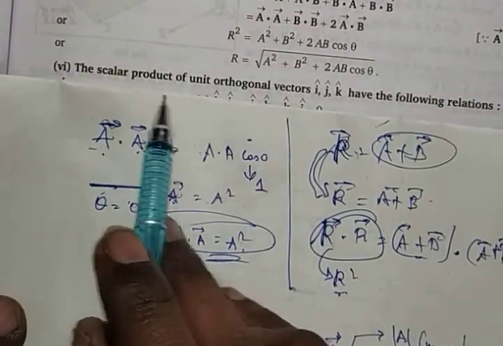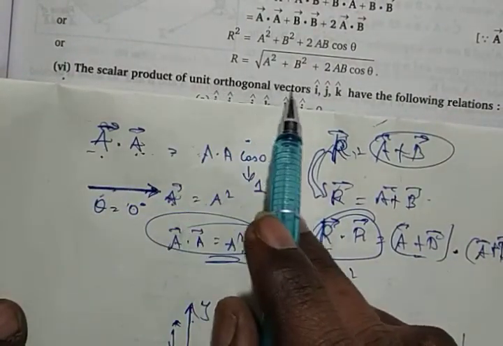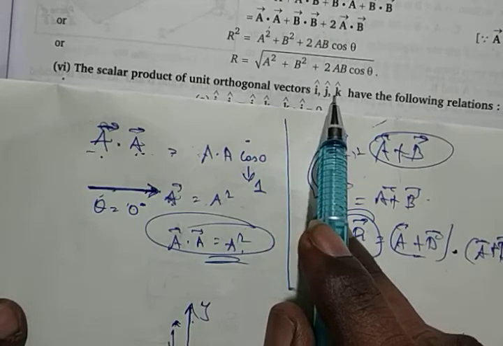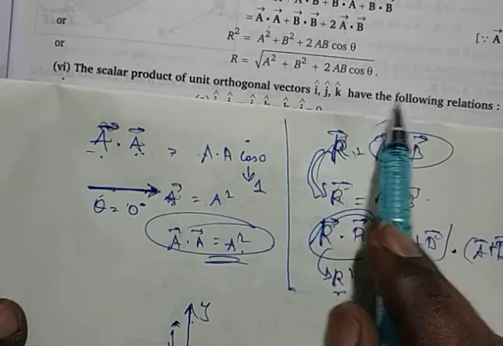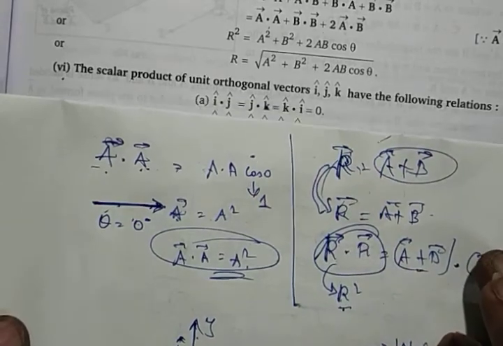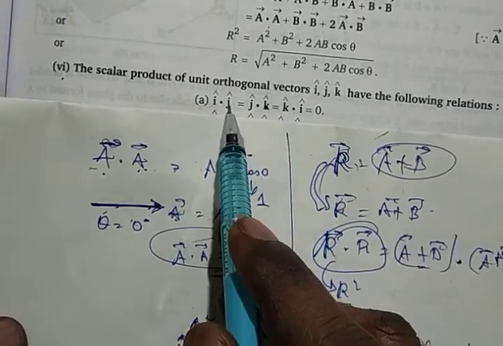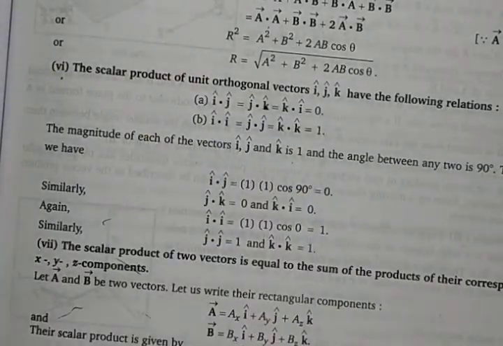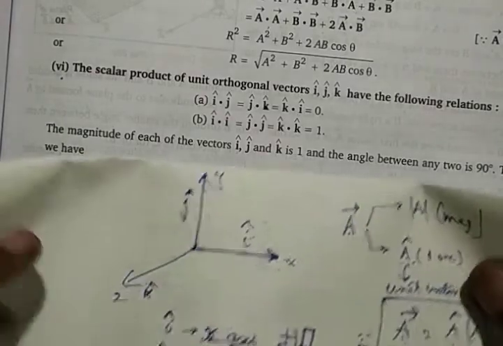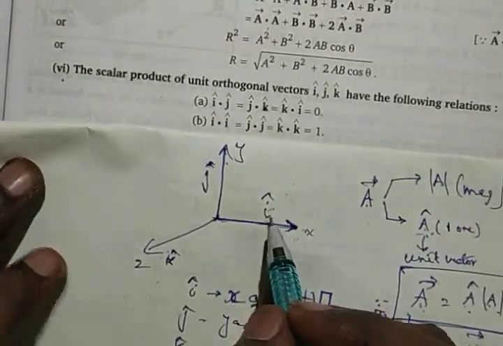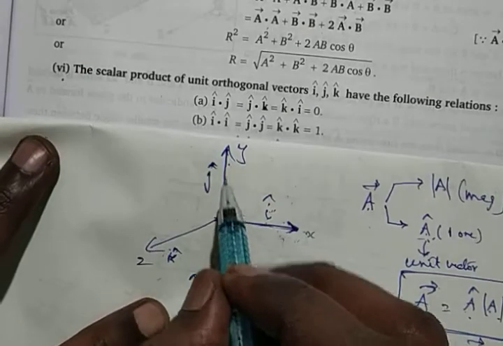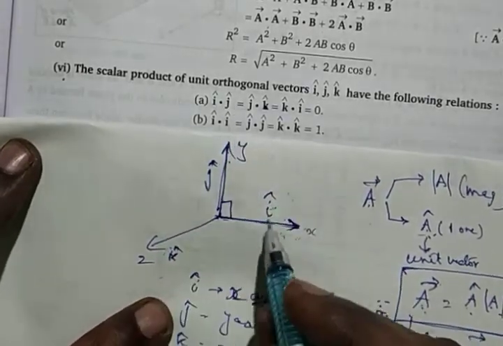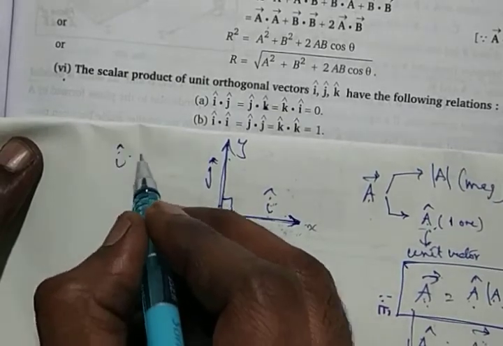The scalar product of unit orthogonal vectors. I cap is in the x axis, j cap is in the y axis, k cap is in the z axis, and they have the following relationship. If I dot j is being multiplied, what is I dot j? You have already seen this part. When I dot j is multiplied, where is I? It is in the x axis. What is j? It is in the y axis. It is 90 degrees here. I dot j.